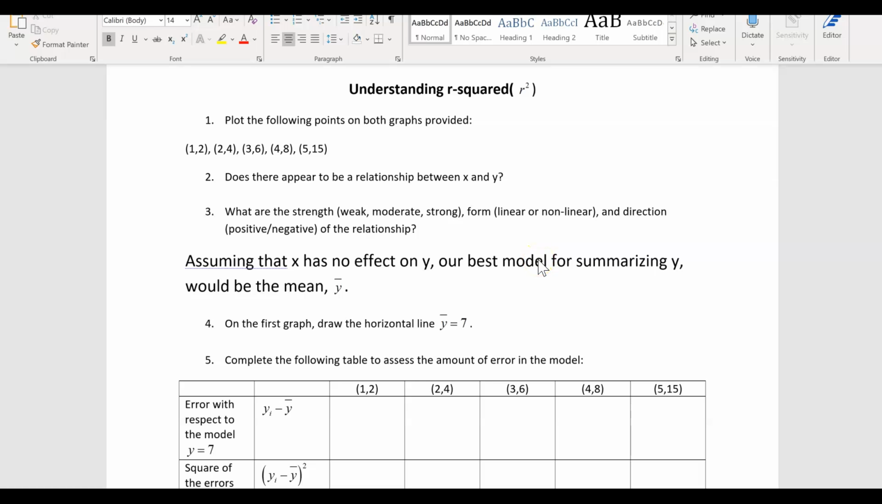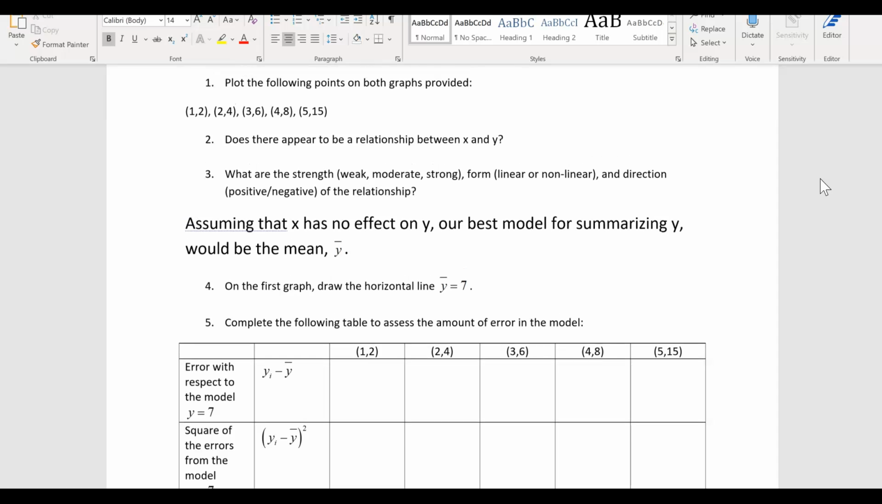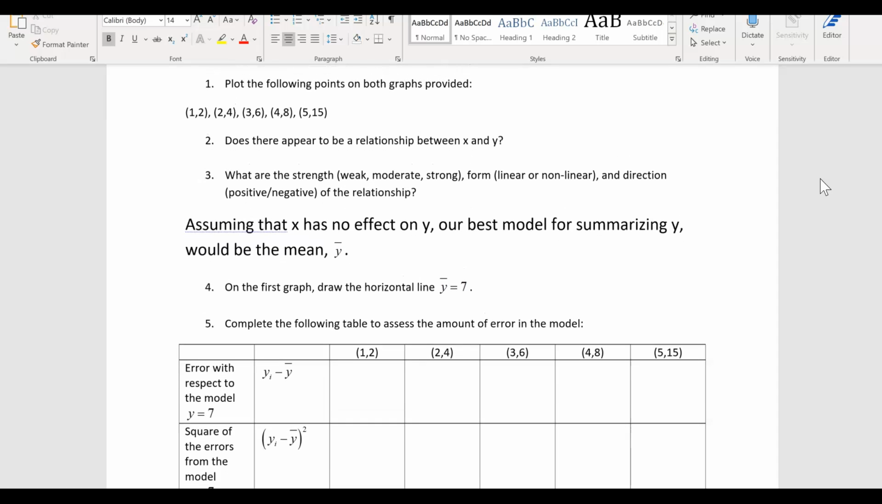Okay, before we move into the topic of linear regression and the least squares regression line, I want to talk about this idea of R squared. We've already studied linear correlation and the correlation coefficient R, but the value of that same correlation coefficient squared has very specific meaning to us in regards to correlation.